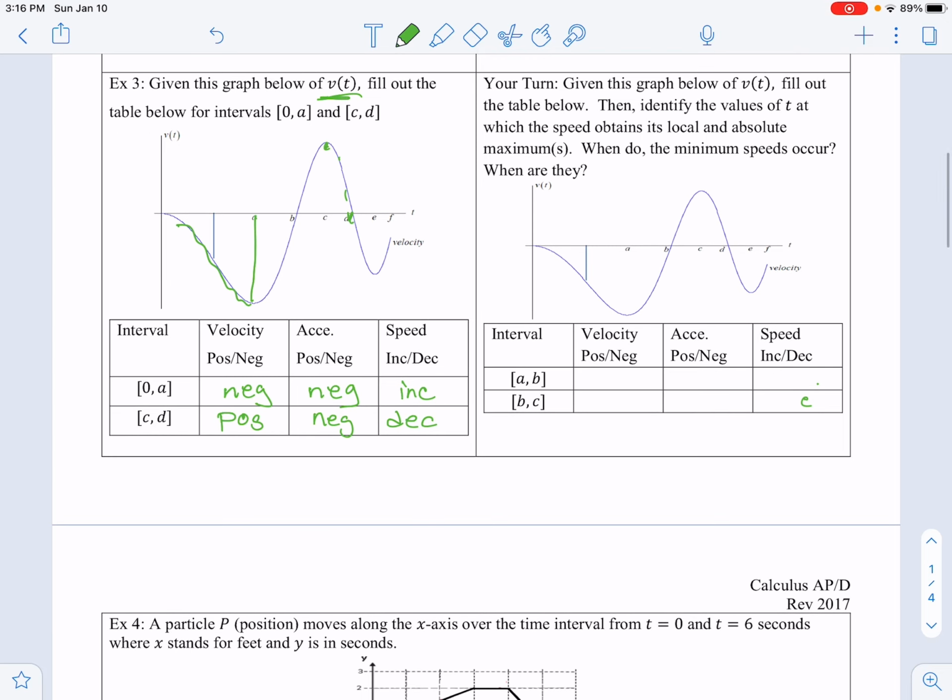Okay? From A to B, here we are. You have negative velocity. It's below the x-axis and positive slope, so it's decreasing. And from B to C, you have positive velocity and positive slope, so it's increasing. That's a review. Did that, okay?